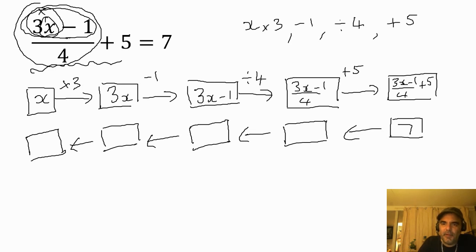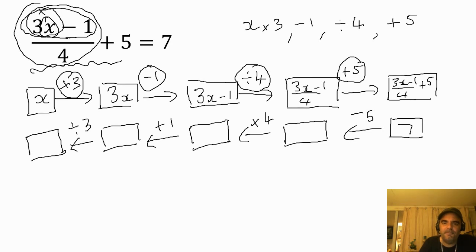Okay, so let's have a look at each of the operations. We started off with a plus 5. The opposite of plus 5 is a minus 5, that's the inverse operation. Then we have dividing by 4. The opposite of dividing by 4 is multiplying by 4. Now, then we have a minus 1. The opposite of minus 1 is a plus 1. And then we have times 3. The opposite of times 3 is to divide by 3. So the instructions are given to us really, really clearly.